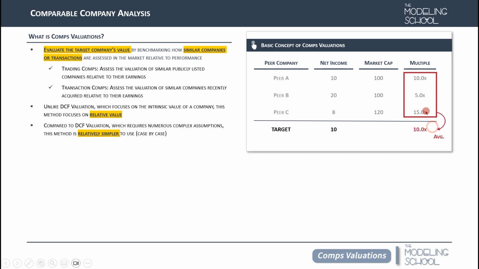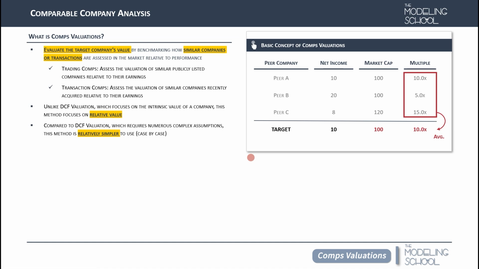So on average, what's happening is that they have market capitalizations averaging around 10 times their net income. This is the industry average. Therefore, we can estimate that Marriott International's market cap should also be 100. That is the net income multiplied by the industry average of 10 times. So the principle itself is very simple, isn't it?